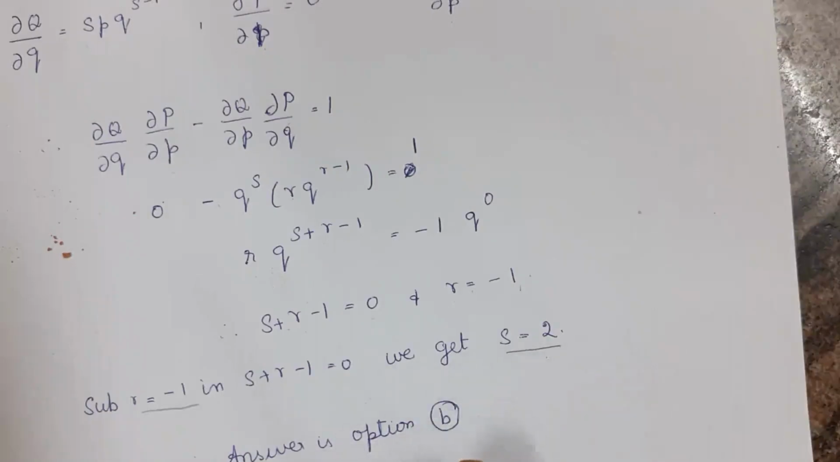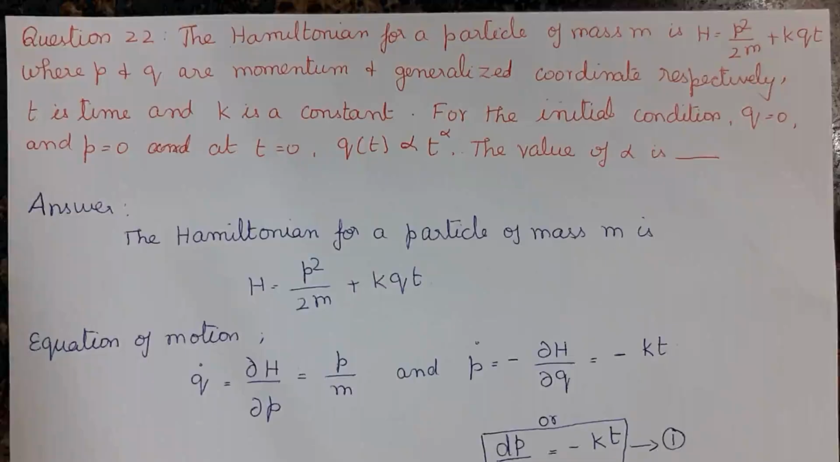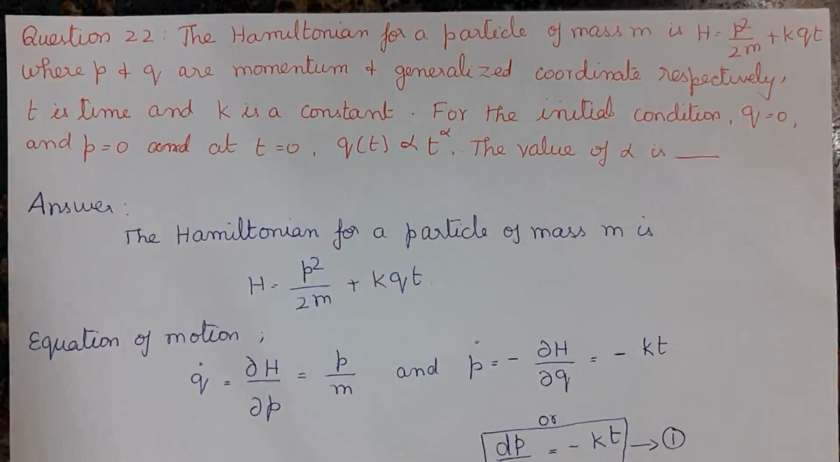That is option B. The Hamiltonian for a particle of mass m is H is equal to p square divided by 2m plus kqt, where p and q are momentum and generalized coordinates respectively, t is time and k is a constant. For the initial condition q is equal to 0 and p is equal to 0 at t is equal to 0, q of t is proportional to t power alpha. The value of alpha is?